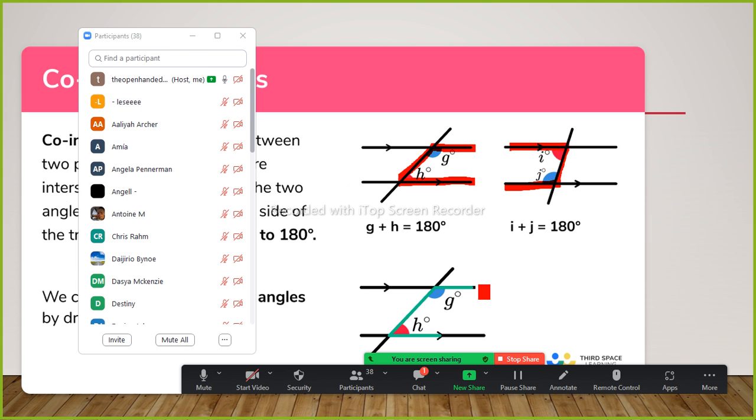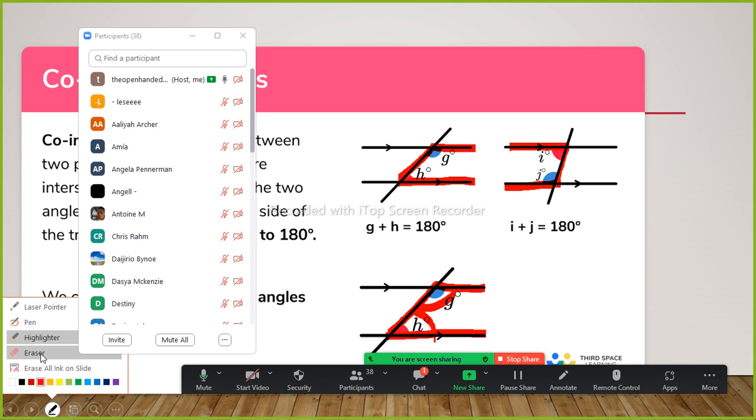Notice the C, and the C again, and the C right there. All right, so that's what we're looking at. The two angles in the middle, H and G, must add up to 180 degrees because they are co-interior angles, and co-interior angles add up to 180 degrees. That is how we're going to do it. Once we have the C forming, both of them must add up to 180 degrees.